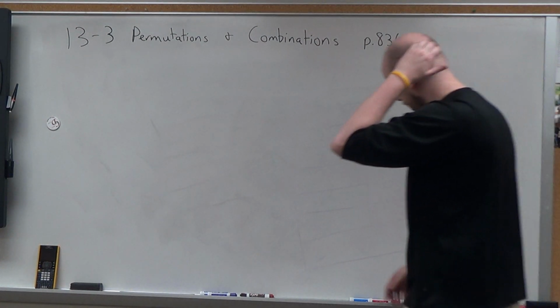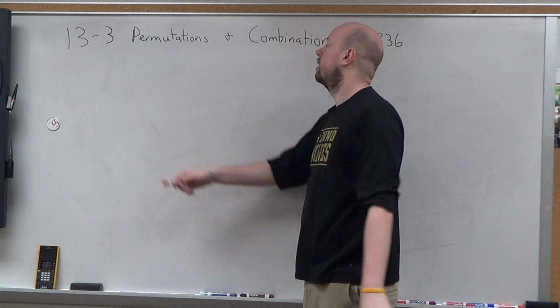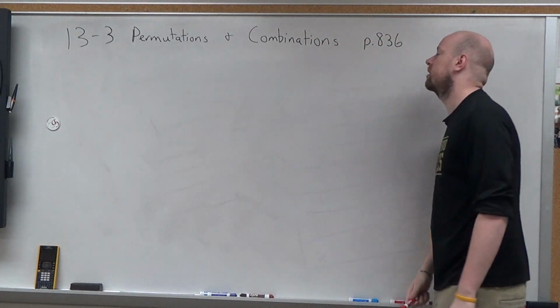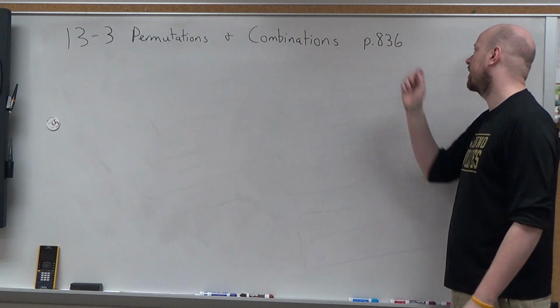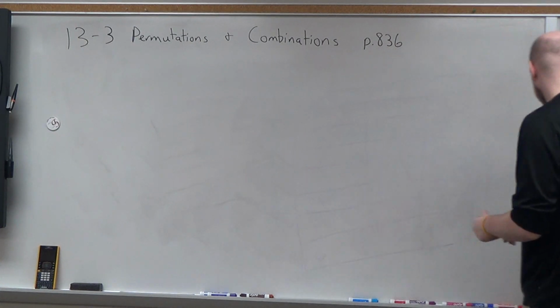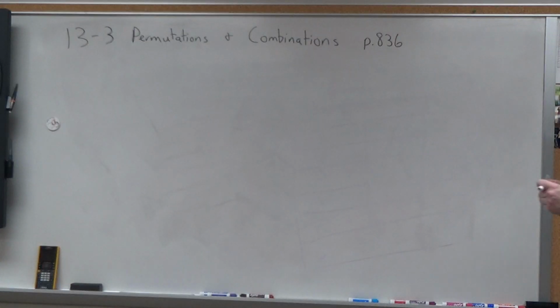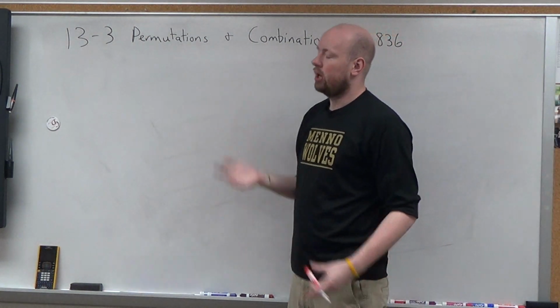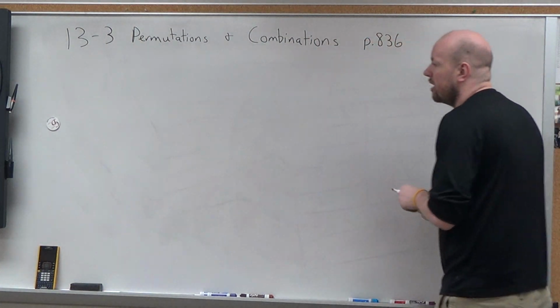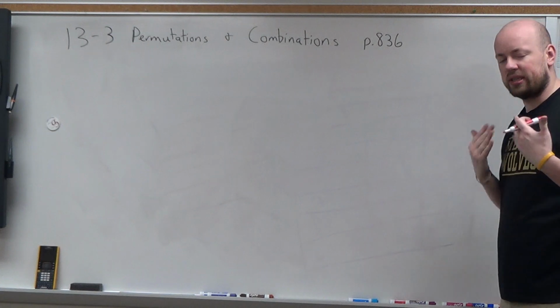On to the next one, geometry. This one's 13-3, permutations and combinations. If you want to follow along in your book, it starts on page 836. Okay. So typically we start with these are key terms, and we define them. But this one we got to start a little differently. We got to take one step before that.